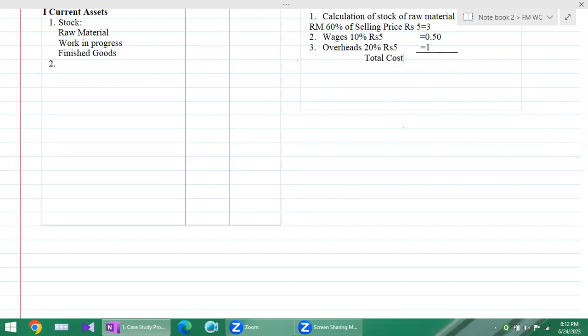Total cost is rupees 4.50. Okay. So then add profit. What is the amount here? We'll have to add. What is the selling price? Selling price is 5 rupees. That's why 50 paisa profit is included in this. Okay. Profit 0.50.